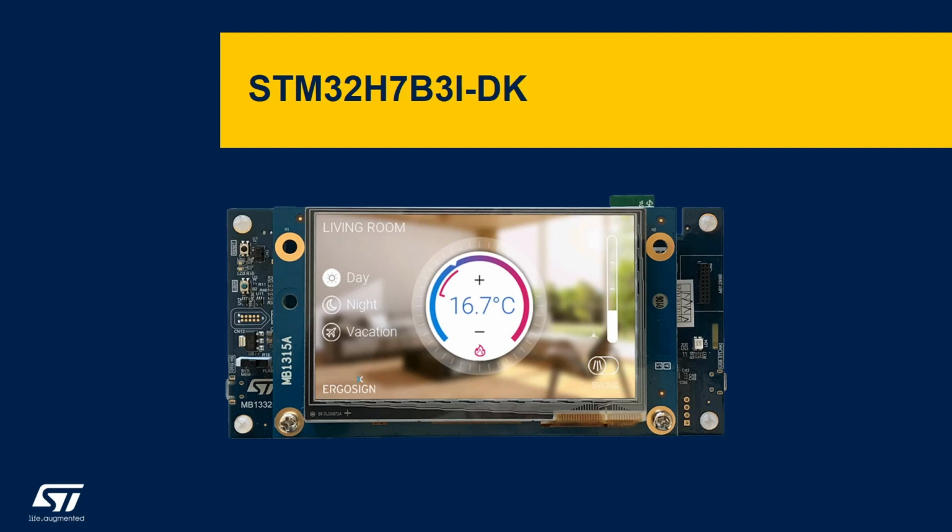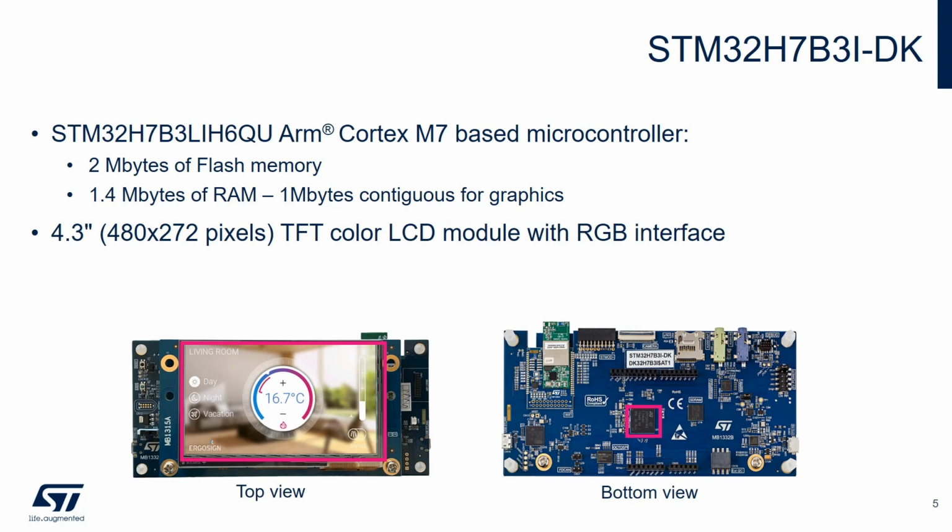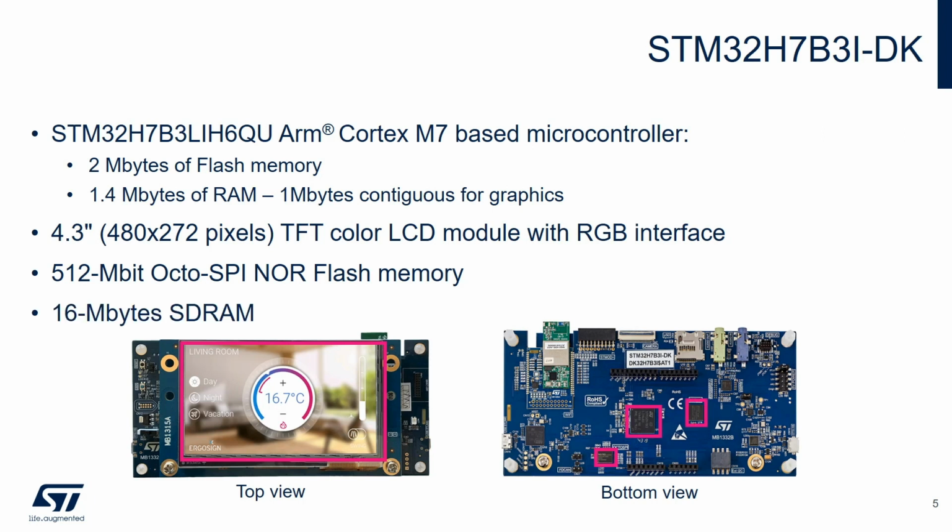In this video, we will use the STM32H7B Discovery Board. Its main features are the STM32H7B3 ARM Cortex-M7 based MCU with 2 MB of flash memory and 1.4 MB of SRAM, including 1 MB contiguous SRAM that can be used as video buffer for graphics applications. Then the Discovery Board comes with a 4.3 inches display, 512 megabit OctoSPI flash memory that can be used for graphics assets, and 16 megabytes SDRAM that can be used as well as a video buffer in case the internal SRAM is not enough.